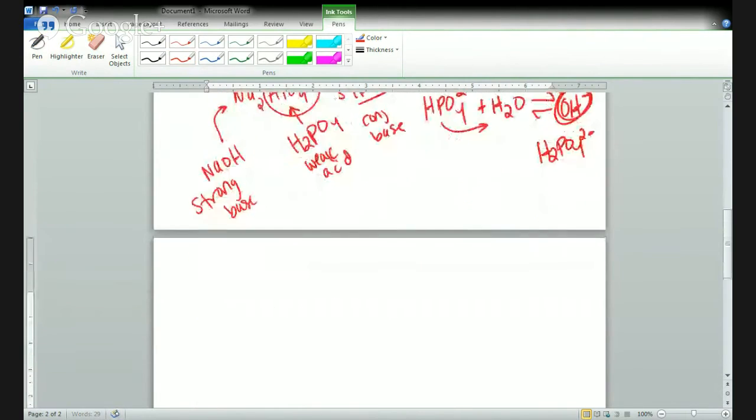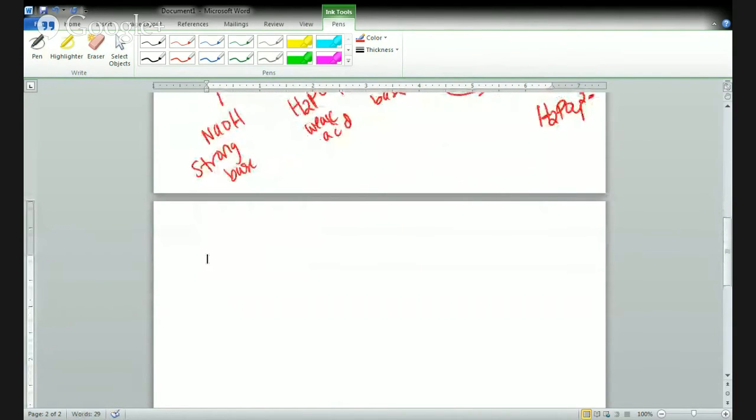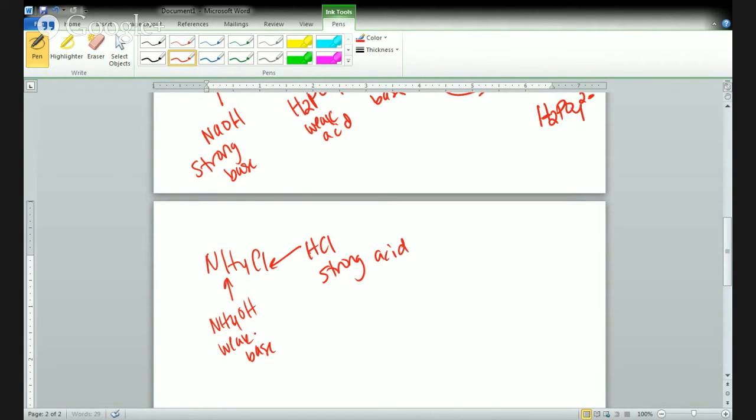If we were to do a different example, one that is a strong acid and a weak base, that would be like ammonium chloride. So if we had ammonium chloride, when we look at what this does in water, this comes from NH4OH, which we know is a weak base. And the Cl comes from HCl, which is a strong acid. So because NH4 is a weak base, that means this must be a strong conjugate acid.